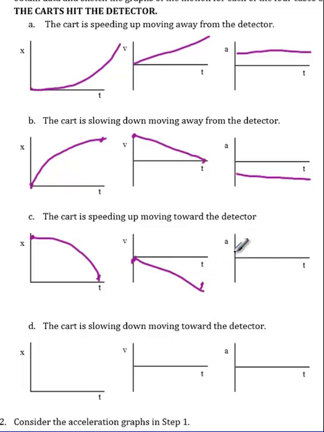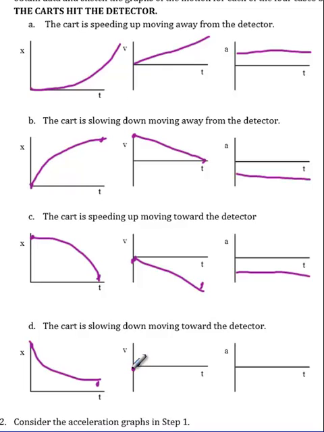Well, what about my acceleration time graph? The velocity is actually decreasing here, right? It's becoming more negative, so the acceleration is down here. And finally, D, the cart is slowing down, moving towards the detector. Well, if it's moving towards, it had to start far away, ends up closer. Slowing down means it had to start fast, so steep, and flatter. Okay, that was a bad curve, but we're going with it.